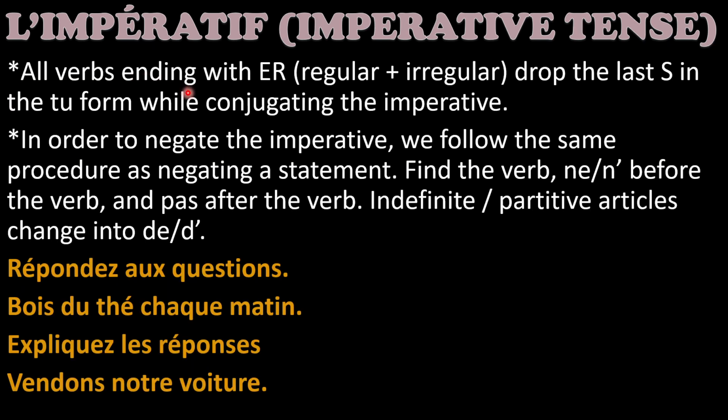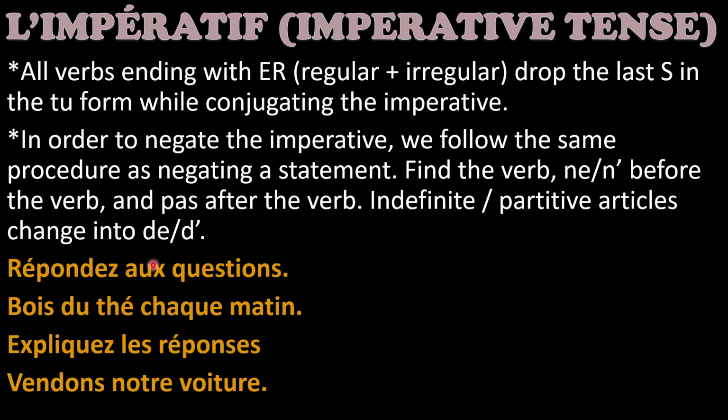Now, a simple add-on to this is how do you negate the imperative sentence? You will follow the same pattern as your normal statement, your simple sentence. What is the pattern? You have to find the verb, ne before the verb, and pas after the verb. Indefinite and partitive articles change into de. The definite articles remain as they are.